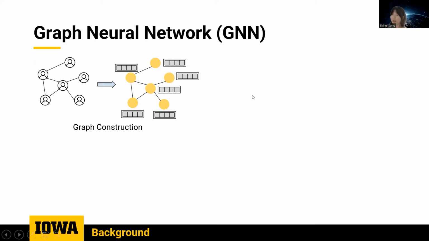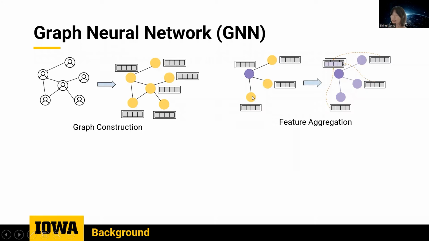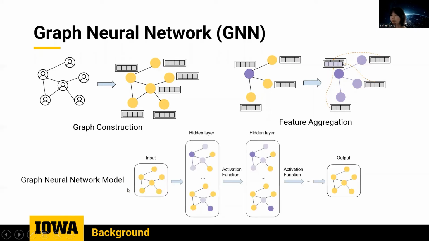The basic operation in a graph neural network is feature aggregation. For one node, aggregation means updating the representation of this node using a function to combine the features of its neighbors and also itself. The basic idea of graph neural network is to learn a vector representation of each node by recursively aggregating the features of neighbors.